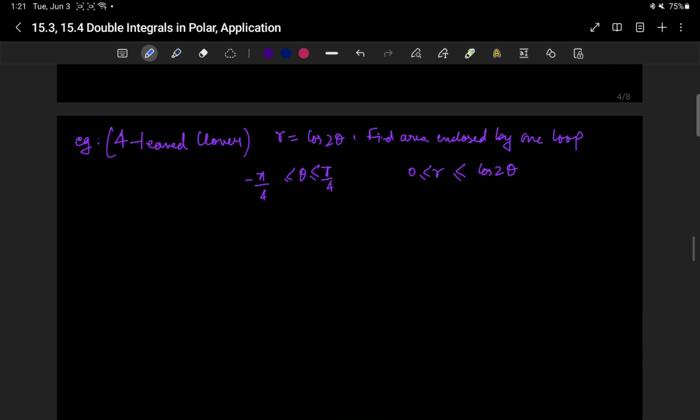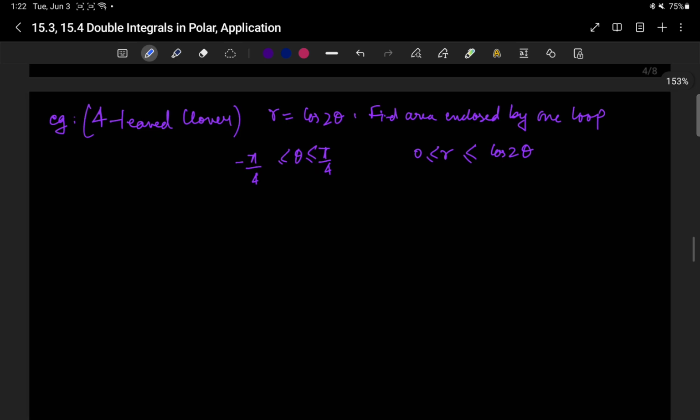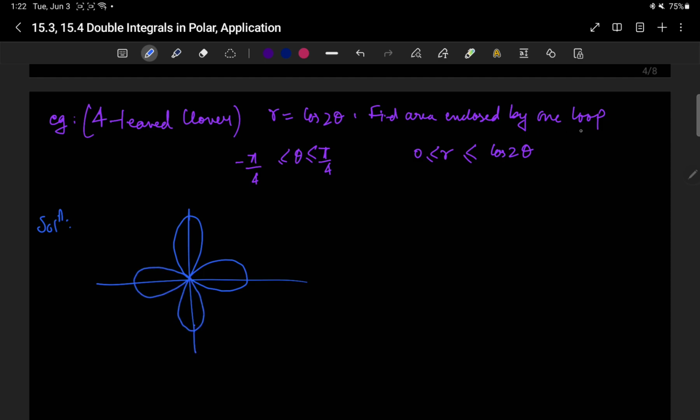So let's look at an example. The four-leaf clover is something you learn how to plot in a previous class like Math 140, or you probably visit this in other calculus classes as well. The equation of a four-leaf clover is r equals cosine 2 theta, where the leaves are formed because of the 2 theta here. And this is what the graph of this polar curve looks like. Find the area enclosed by one loop.